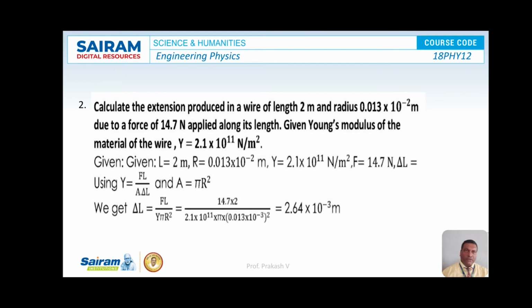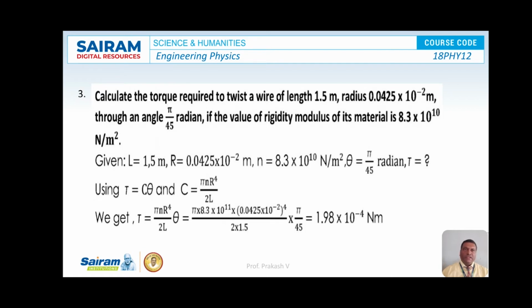if the force, that is 14.7 Newton, is applied. The third problem is: calculate the torque required to twist a wire of length 1.5 meter and of radius 0.0425 into 10 to the power of minus 2 meter through an angle pi by 45 radian, if the value of rigidity modulus of its material is 8.3 into 10 to the power of 10 Newton per meter square. So this is the problem given.